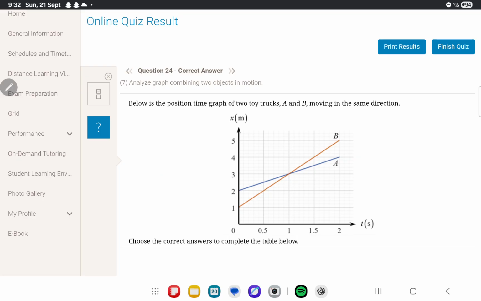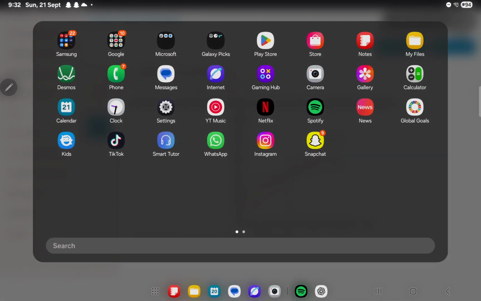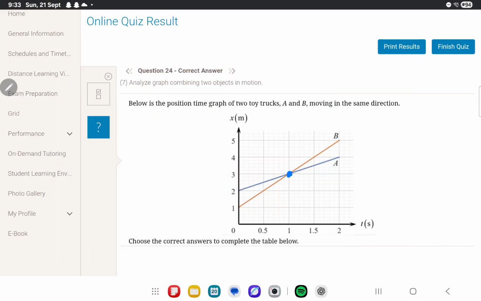Velocity of truck B. For truck B, I can take the intersection point again. And here. So now, 1 minus 0 is 1. Okay, 3 minus 1 is 2. So 2 over 1, 2 meters per second.